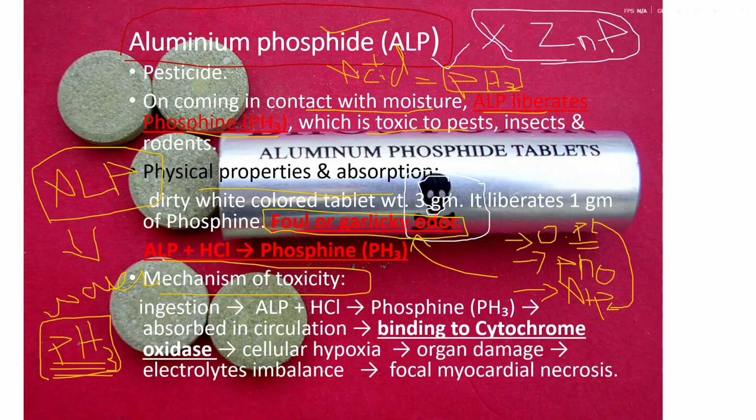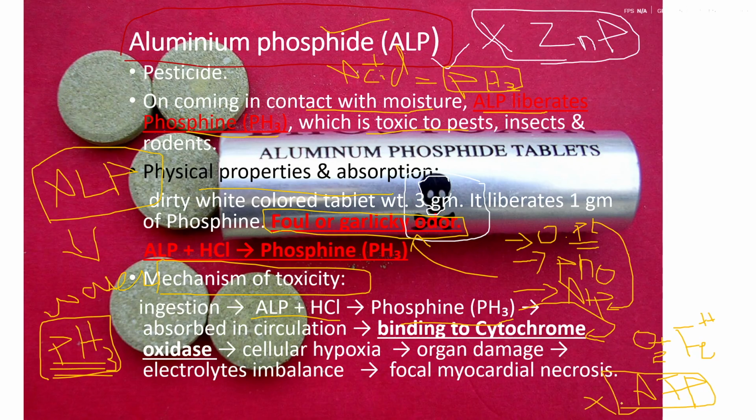The mechanism of action, as I have previously discussed, is that ingestion of ALP, aluminum phosphide, with the HCl present inside the stomach leads to phosphine gas. Now this will greatly affect the cytochrome system inside the mitochondria. Inside the mitochondria, oxygen is continuously combining with different ions, leading to the formation of ATP. And this ATP is the currency unit of the human body.